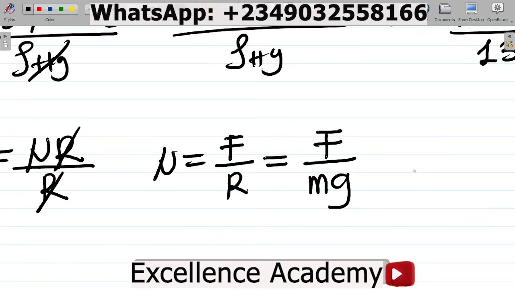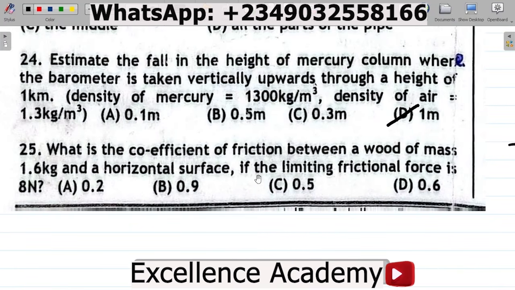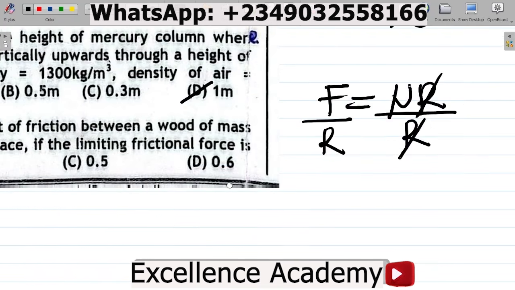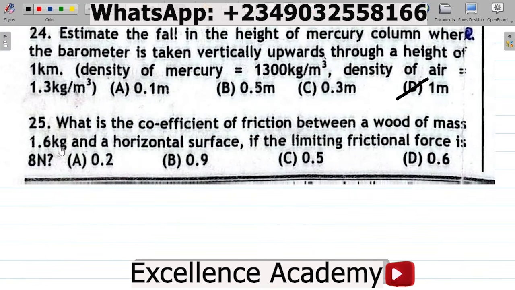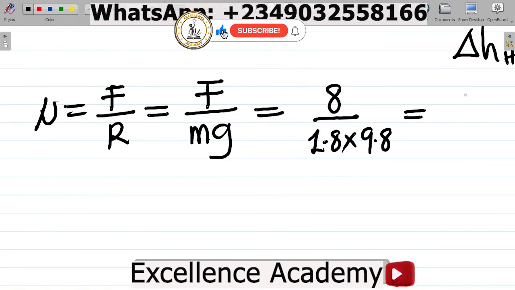Now with this, let's put in values. What is the value of the frictional force? They said the limiting frictional force is 8 Newton, so it becomes 8 all over. When it comes to M, which is your mass, the value is 1.8 kilogram. So mass is 1.8 times the value of gravity. Let's use 9.8 here. So this gives you 8 all over, I'll pick up my calculator, I'll punch 1.8 multiplied by 9.8.